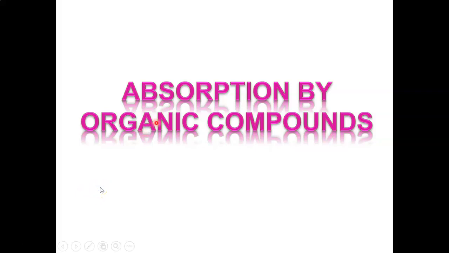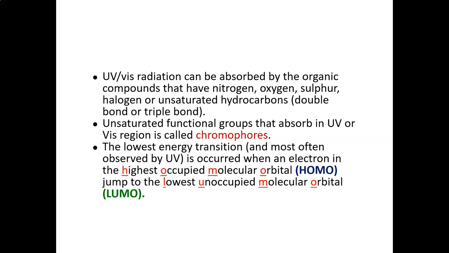Now in this video, we are going to look at the absorption of three types of molecule: organic, inorganic, and complex. First, we will look at the absorption by organic compounds. UV visible radiation can be absorbed by organic compounds, especially the ones that have heteroatoms and the ones with unsaturated hydrocarbon. Heteroatoms, as I mentioned before, are nitrogen, oxygen, and sulfur, and also halogen, while unsaturated hydrocarbon is the one with double and triple bonds.